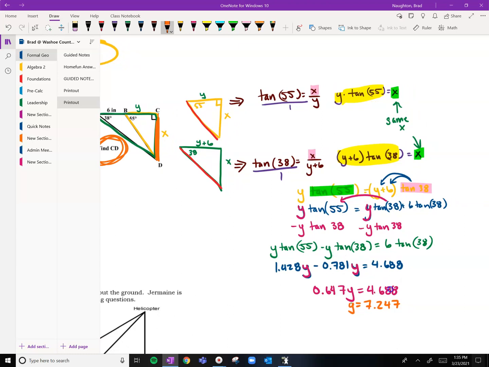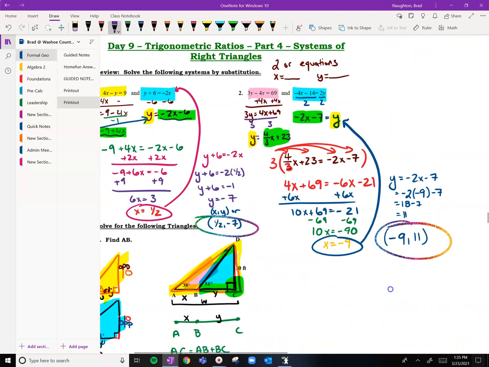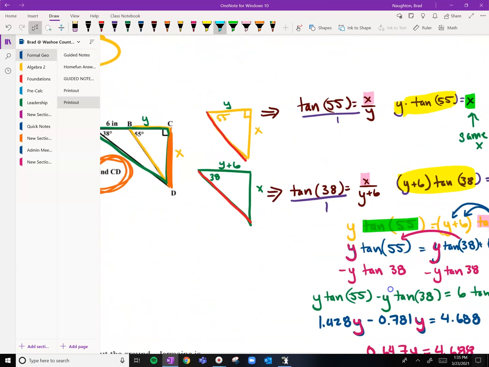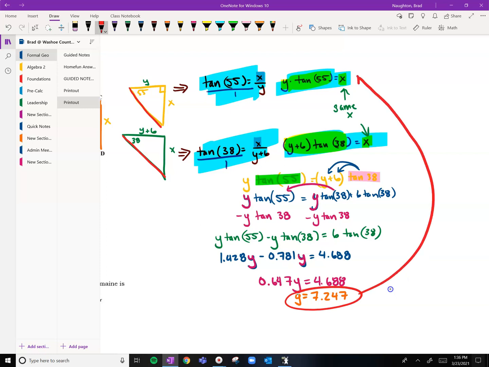So I have two options. Just like we did at the beginning, you can go all the way back up here and say which equation looked easier. So which of these equations, I'll highlight in blue, look easier? Or you could do these ones over here that are in green. So I'm going to take this bad boy and go all the way into this one because it looks really nice and easy. So y tangent 55 is equal to x.